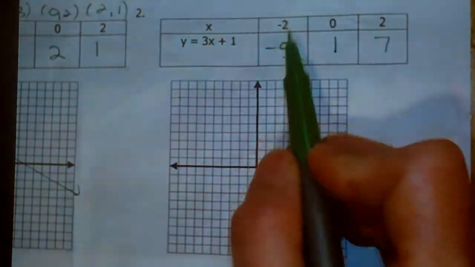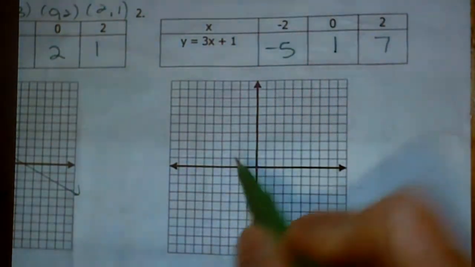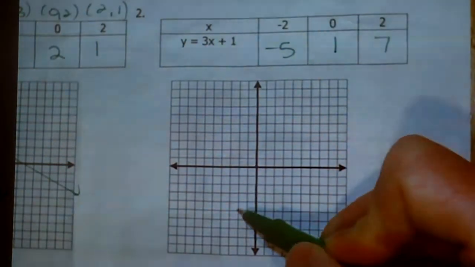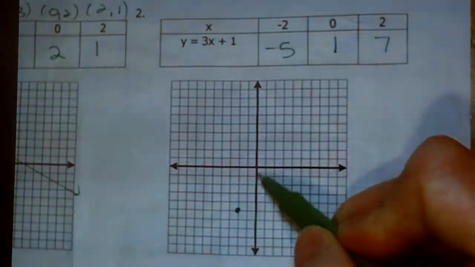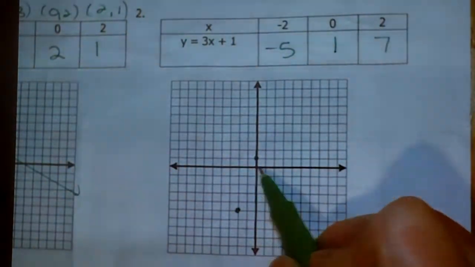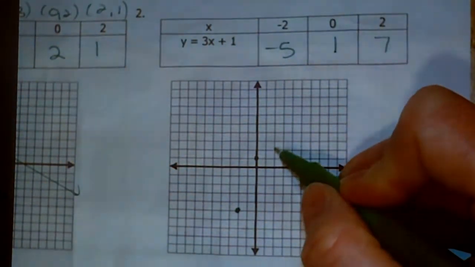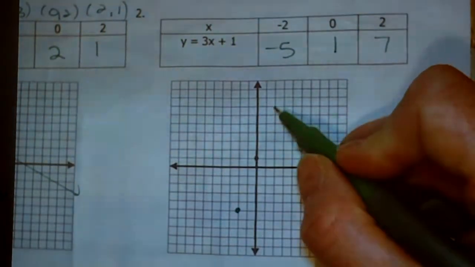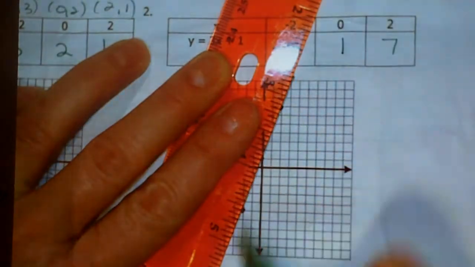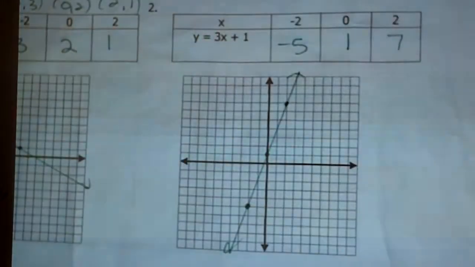So again, my ordered pair would be -2, -5. So -2 on the x, 1, 2, 3, 4, -5 on the y. 0, 1, so over 0, up 1. And then 2, 7 means I'm going to go right 2 and then up 1, 2, 3, 4, 5, 6, and 7. So your line should look a little something like that.